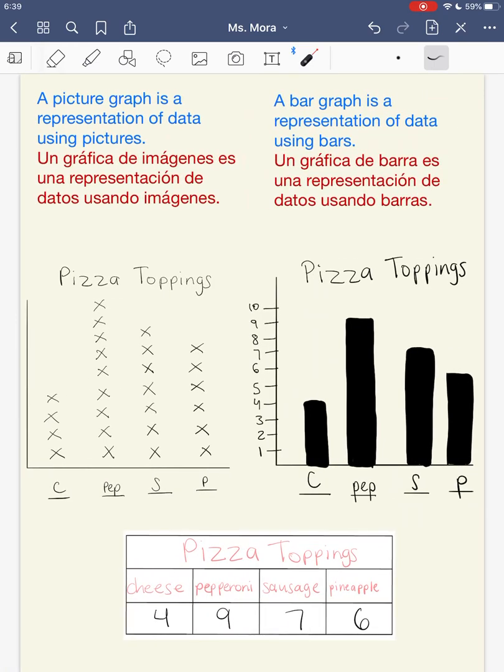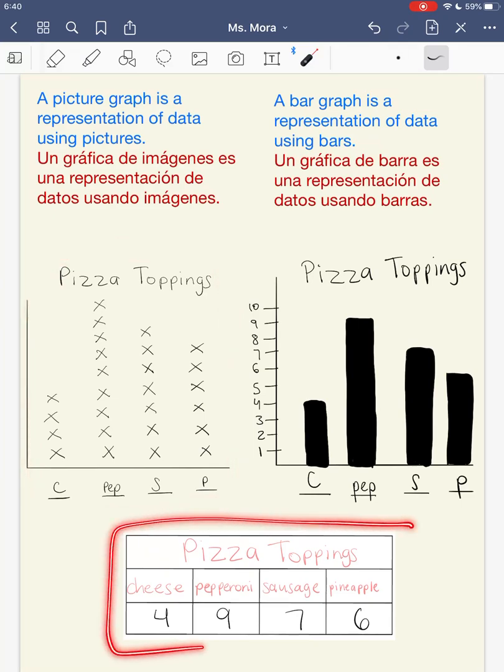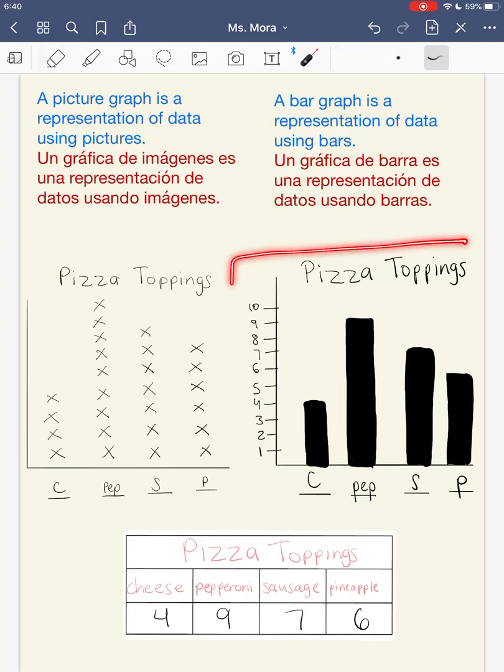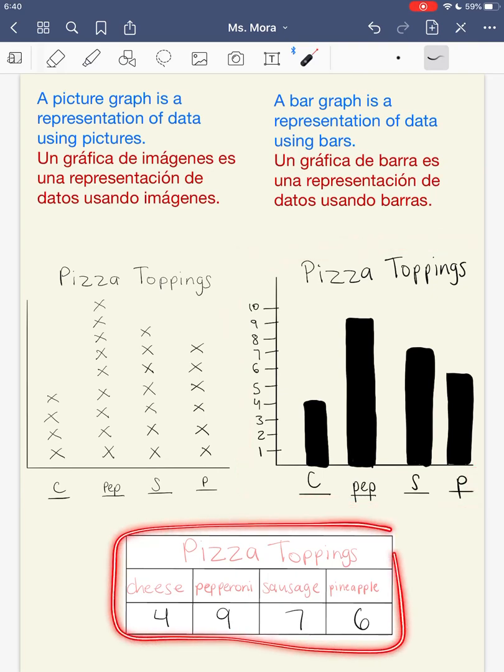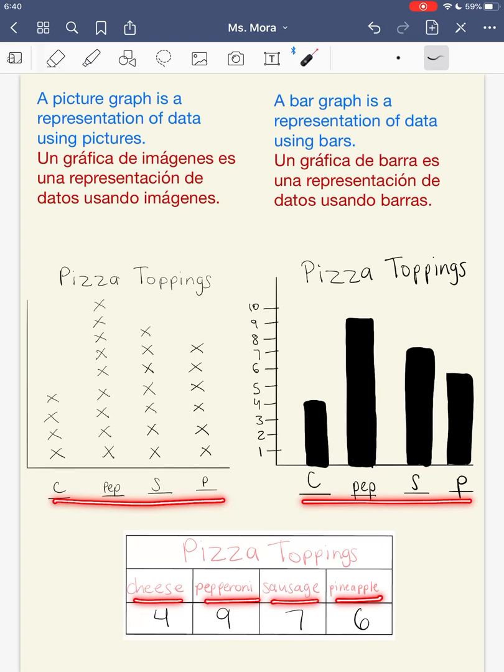So we learned about a picture graph, which is a representation of data using pictures. So this is my picture graph, and it has the same information as my table. And a bar graph, which we learned about yesterday and we're going to keep practicing today, is this one, which also has the same information as my table. So let's go over it. My title here is pizza toppings, and that's my title for both of my graphs. My categories are cheese, pepperoni, sausage, and pineapple, and those are my categories in both of my graphs.